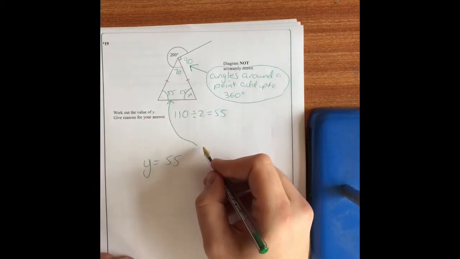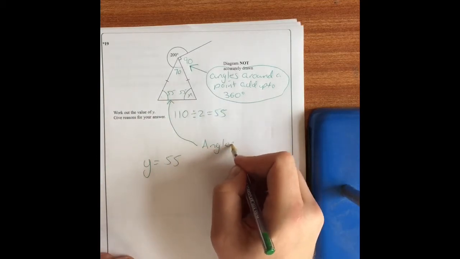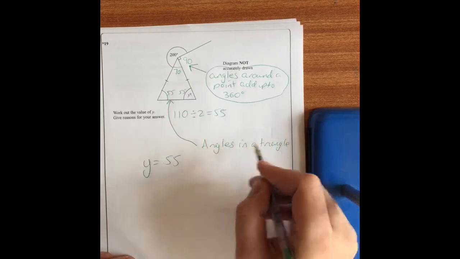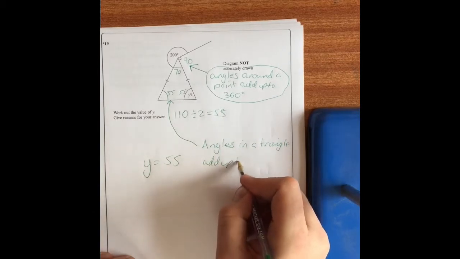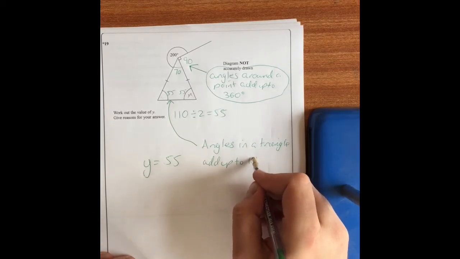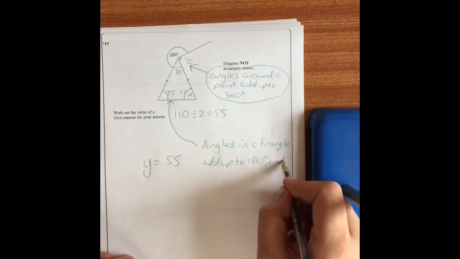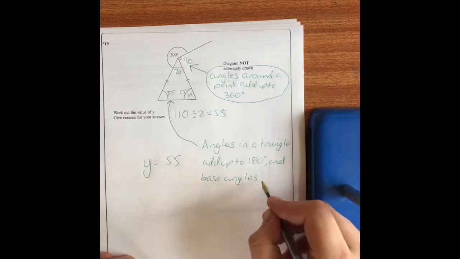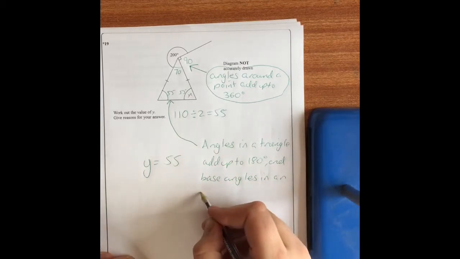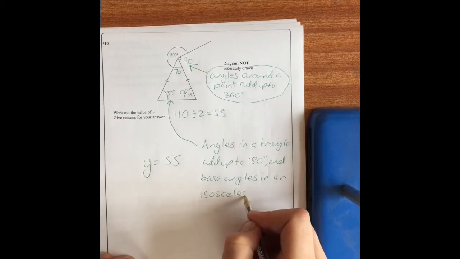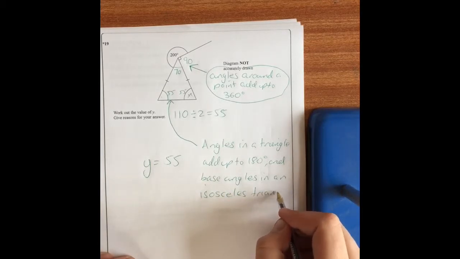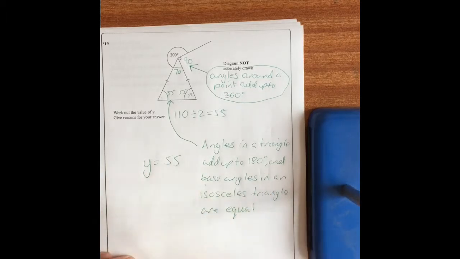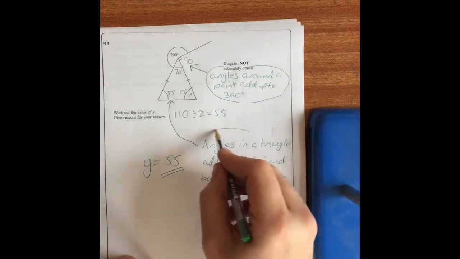And for this one, angles in a triangle add up to 180 degrees, and base angles in an isosceles triangle are equal. That will give you full marks.